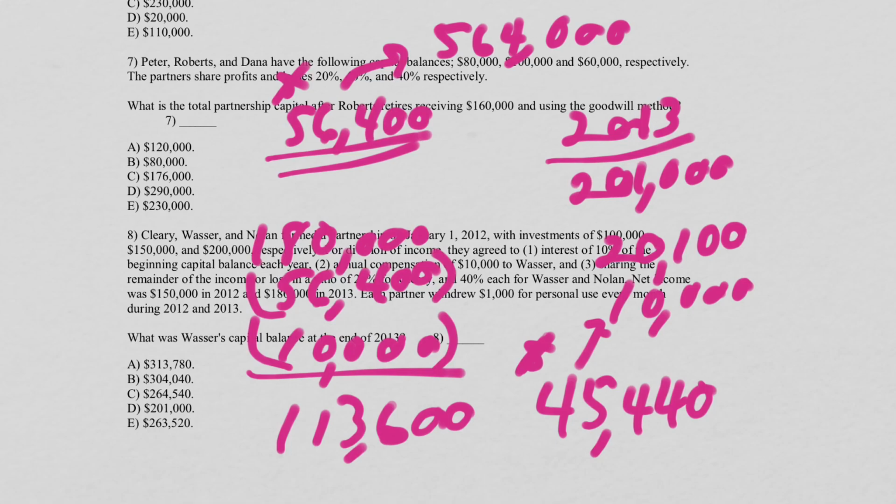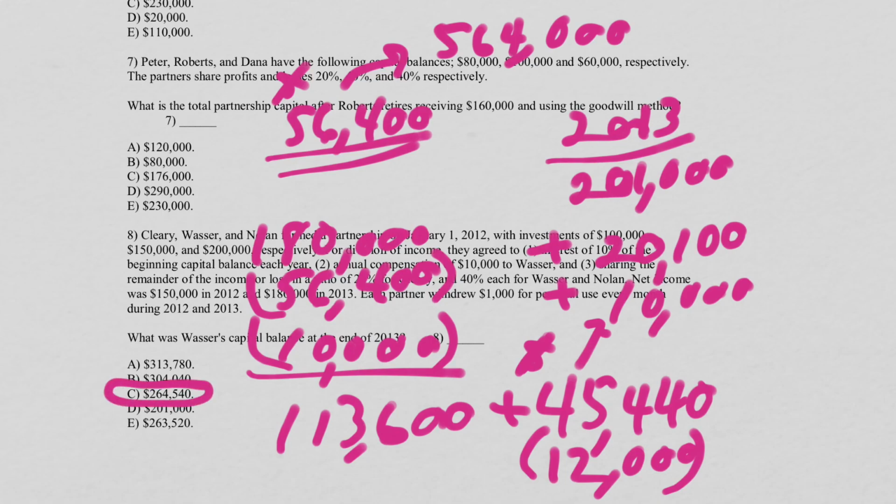So let's do the T account. The T account starting with 201, adding in the 20,100. So that's a plus. Adding in the 10,000. Adding in the 45,440, and then subtract out the draws of 12,000, and we get 264,540, which is C, and that is the right answer. How do you like that? Didn't even know if I was going in the right direction to get the right answer. I did, and we're going to stop and pause here.